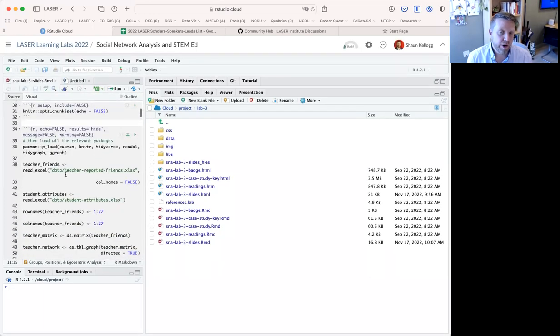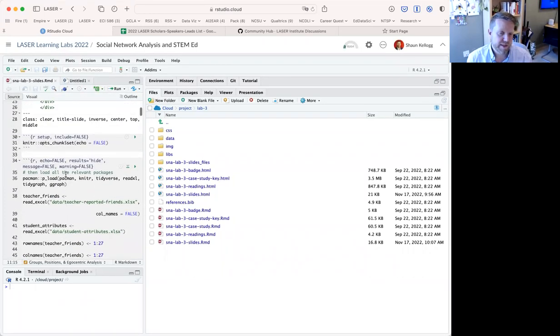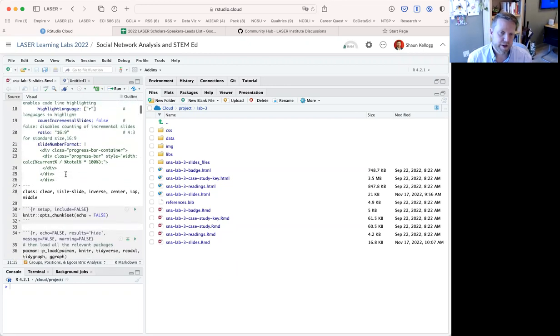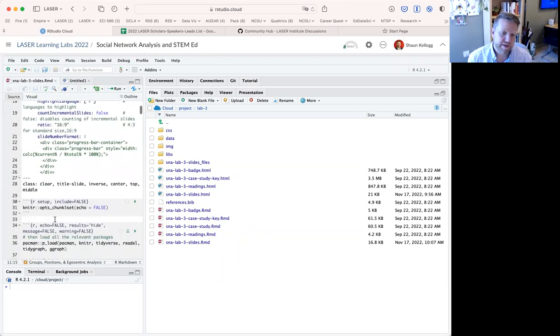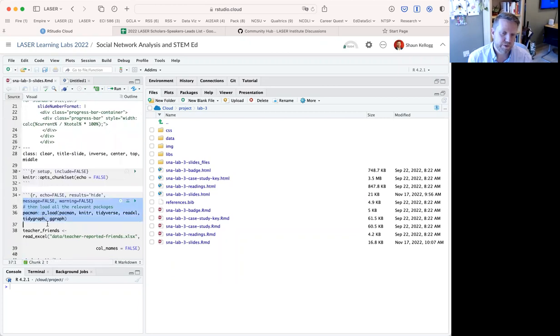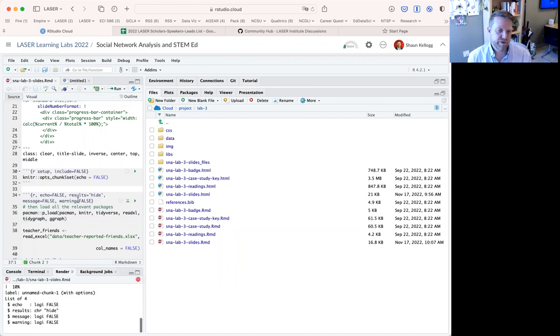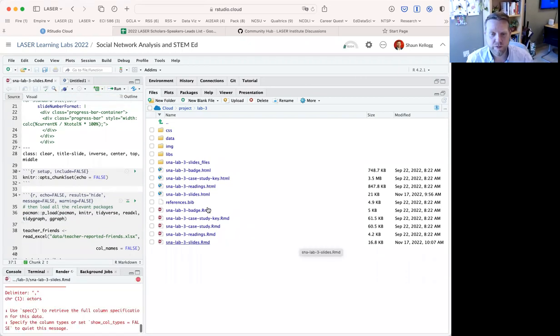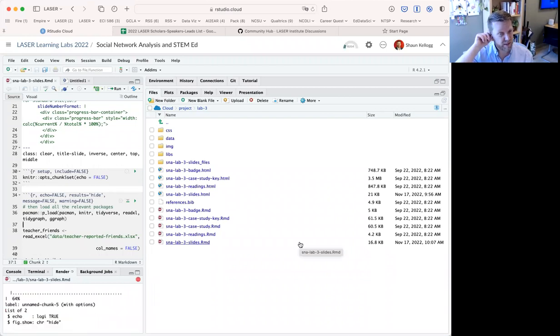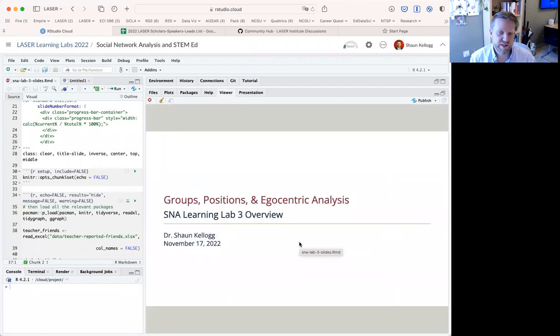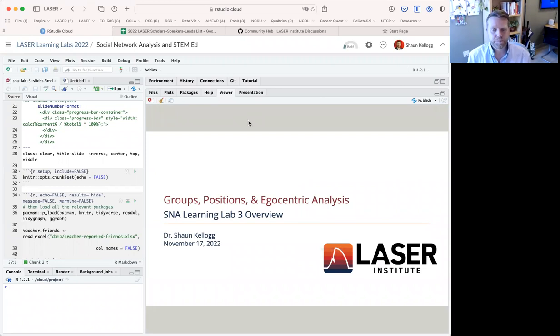And this is what the code actually looks like for the slides that I'm about to share with you. You can see it's a mix of text and R scripts. If you open up this file, SNA Lab 3 slides, there's a little yarn ball and you can knit this document and it's going to turn it into a presentation for you. It may ask you to install some packages too, and just say yes to that. And these are the slides that we're going to be working with today.